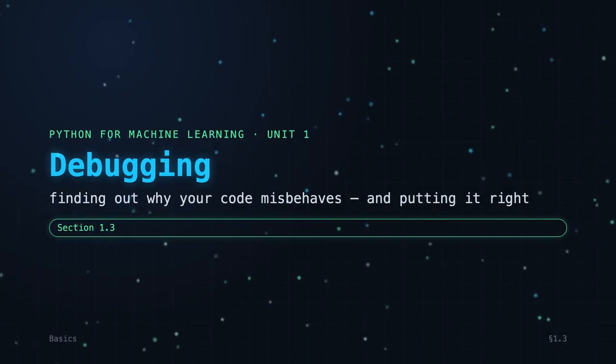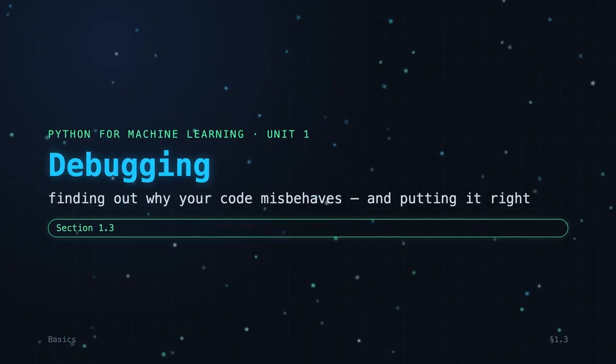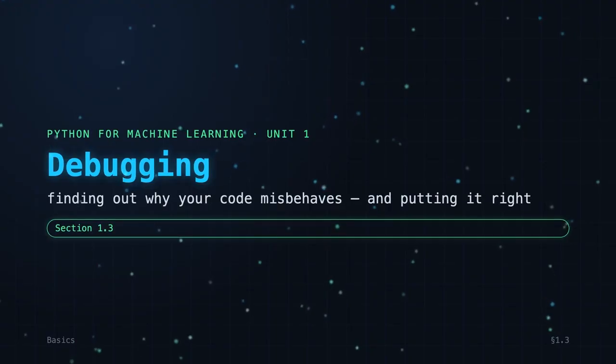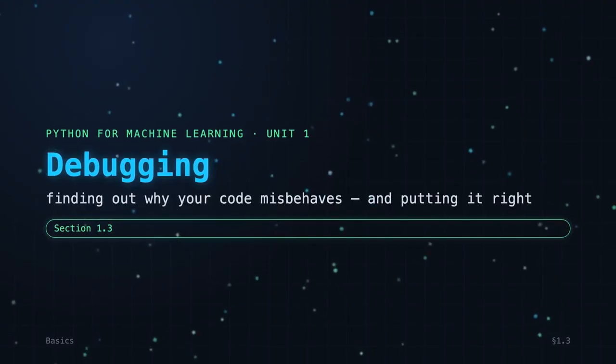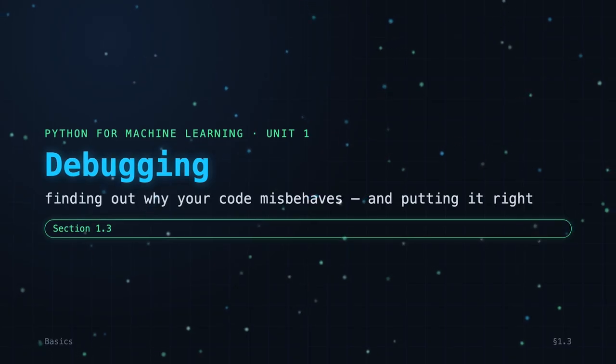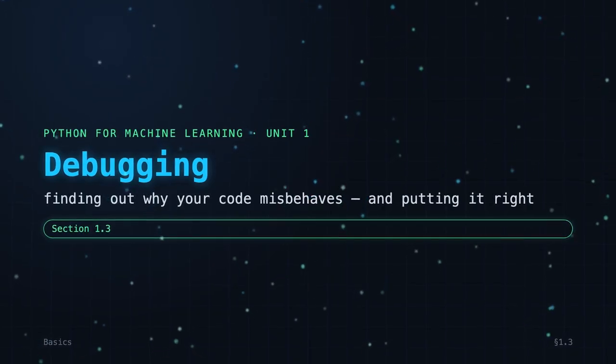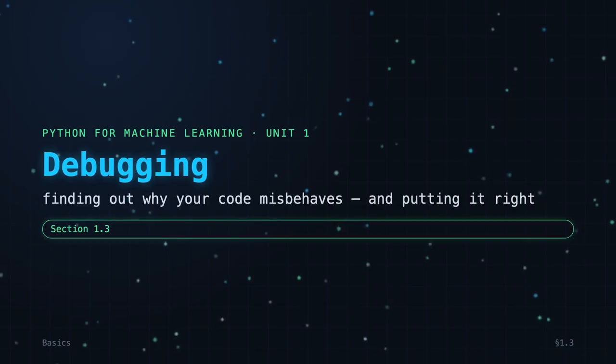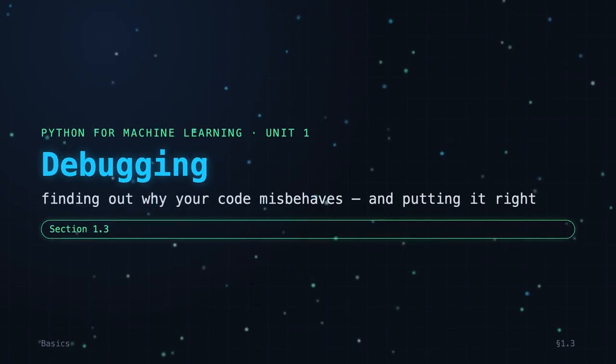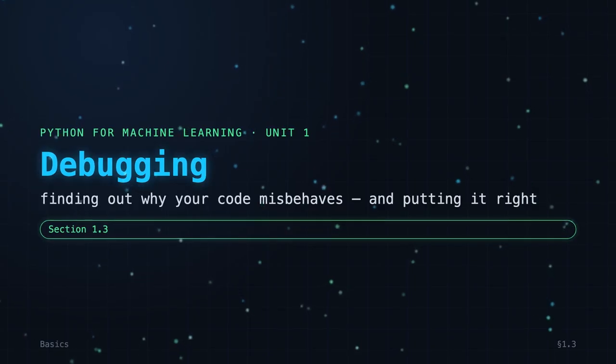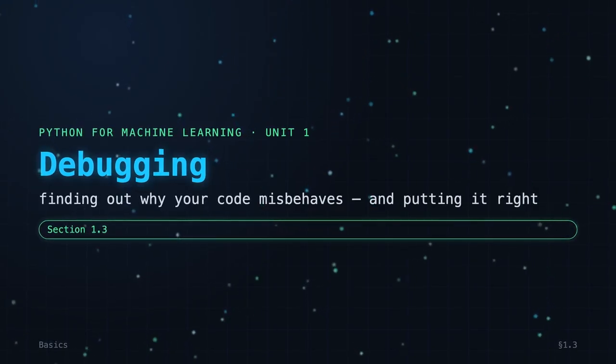Code rarely works the first time. In this section, we learn debugging, the art of finding out why your code misbehaves and putting it right. A bug is simply a mistake that stops your code reaching its goal. Debugging is finding and removing those bugs, and it's one of the most fundamental skills in programming.